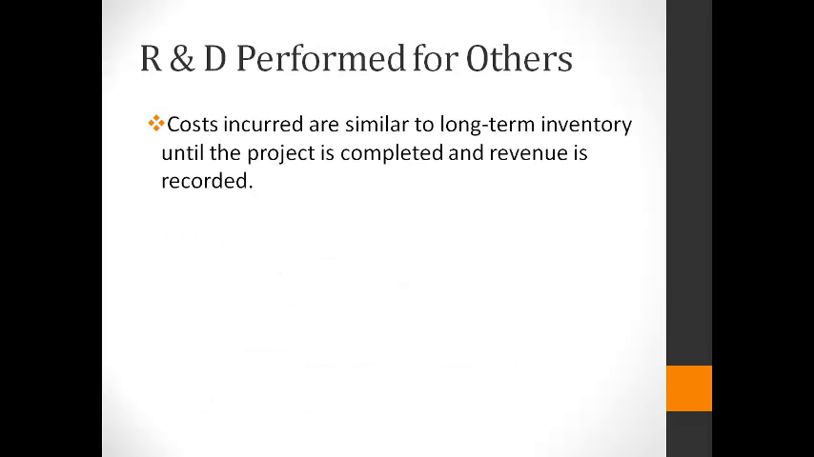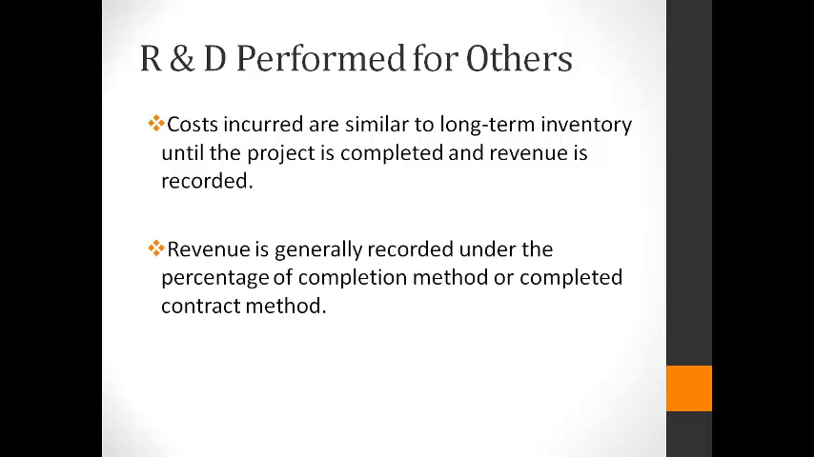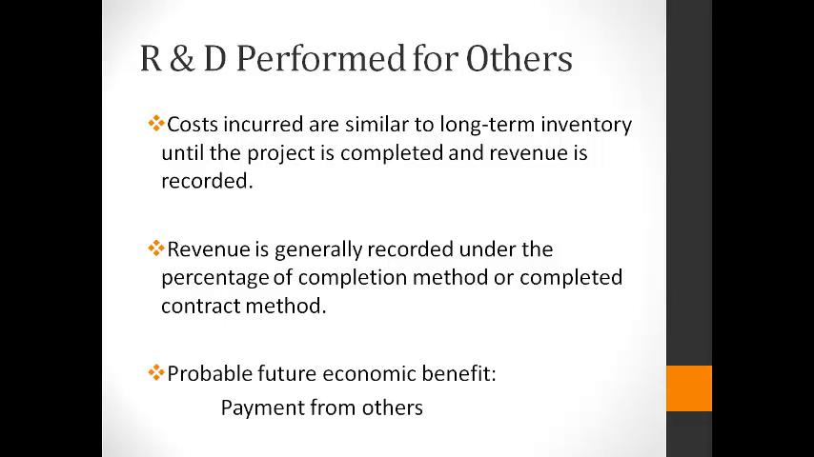Research and development performed for others is treated much like long-term inventory, and revenue is often accounted for using the percent of completion method. The payment for doing the research is the expected probable economic benefit of the asset.